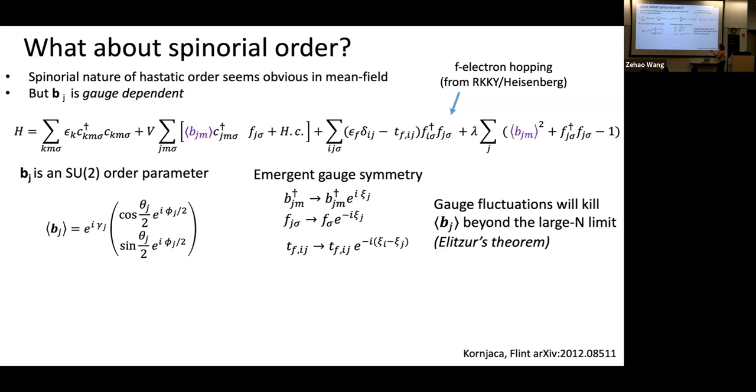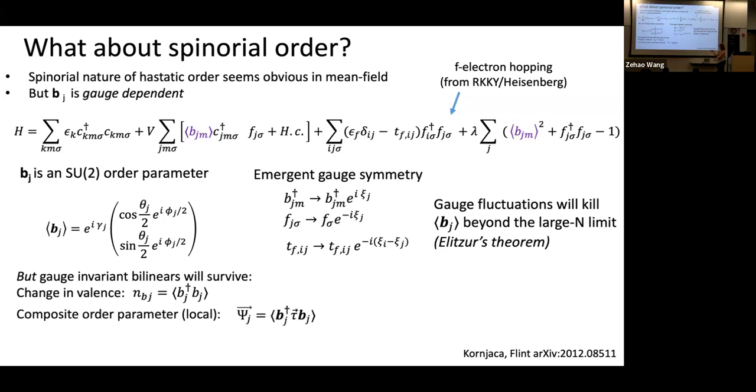So this will kill this expectation value, but what it won't kill is any gauge invariant bilinears. So I have 3 of these in general. So I can have just a change in valence. This doesn't break any symmetries generically. I could have it be different on different sites, but usually we don't guess that that's the case. I have this composite order parameter that we looked at before. This is a local symmetry breaking order parameter. It behaves like a magnetic order parameter, has all of the usual properties of an SU(2) magnetic order parameter.